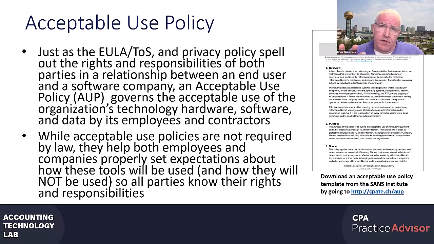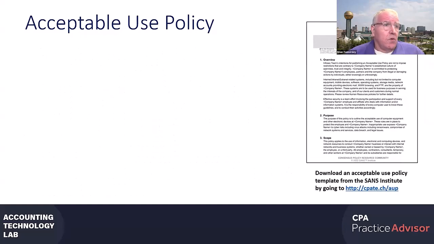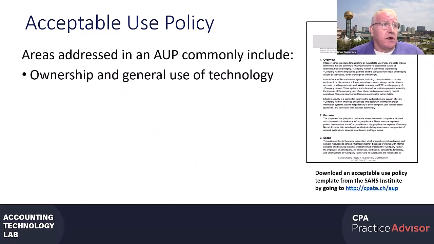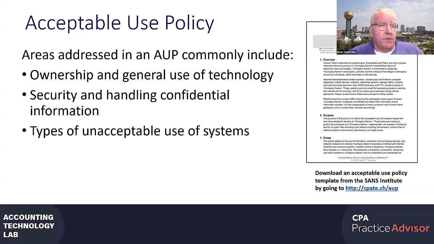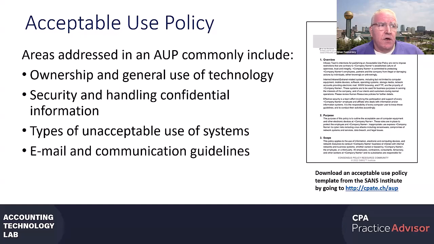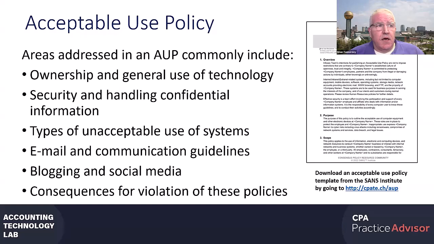Because if you don't have things laid out for how you work with your staff, and what they're supposed to do and what they're not supposed to do, it's going to be difficult for you to say with any authority what actually is getting done. It talks about ownership and use of technology, security and handling confidential information, unacceptable uses, email and communication, blogging, social media, and consequences for violations. So we need to consider that.